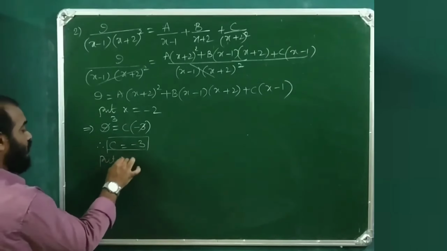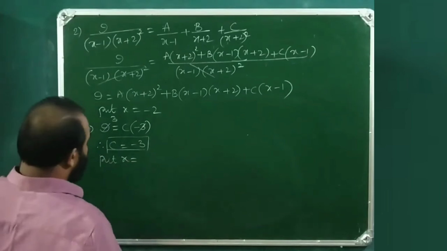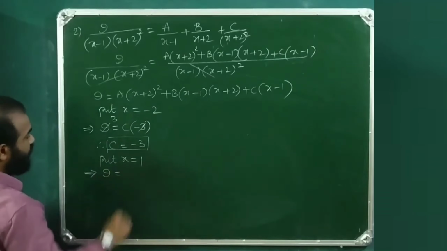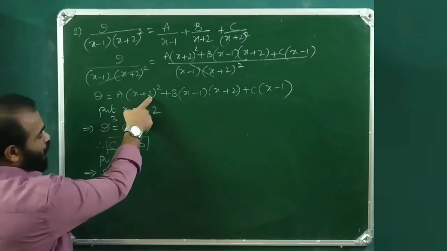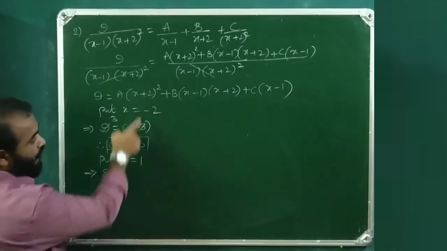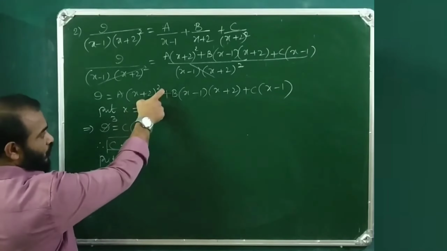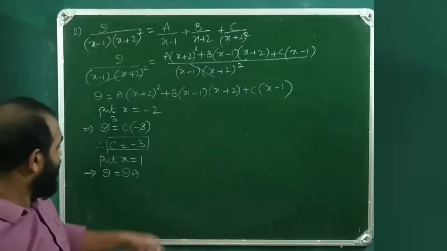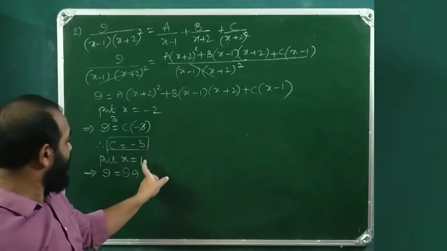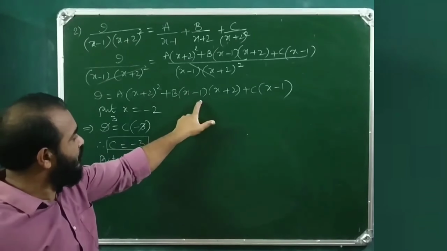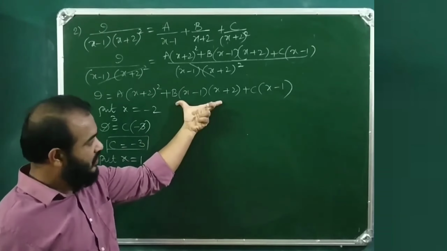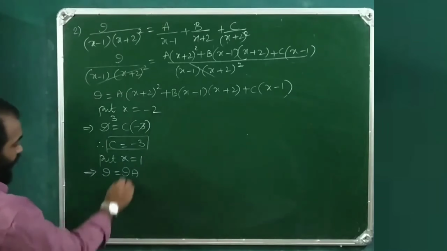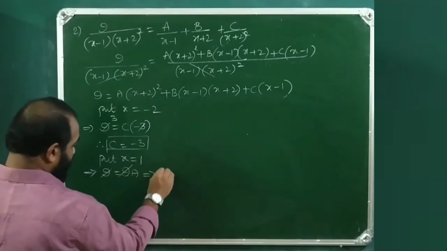Now put x equal to 1. Substitute: 9 is equal to (1 plus 2), the x value is 1, 1 plus 2 is 3, 3 square is 9, into a, 9a. Here if you substitute x equals 1, 1 minus 1 is 0 into whole, 0. Here also 1 minus 1 is 0 into c, 0. So therefore a is equal to 1.